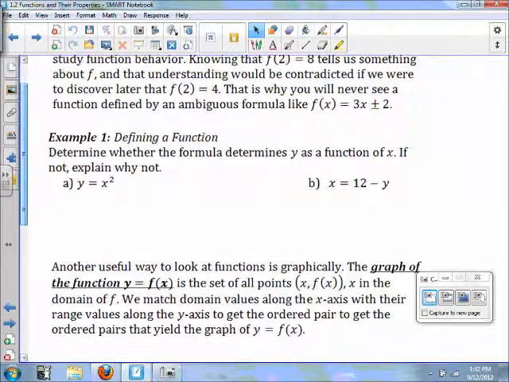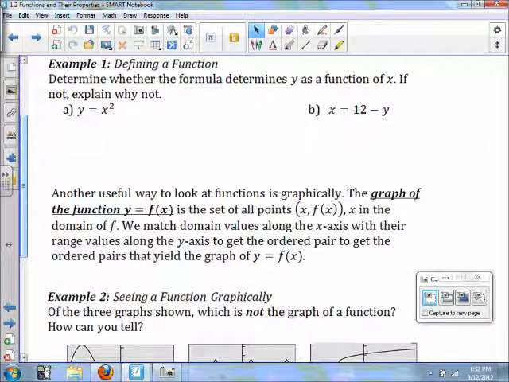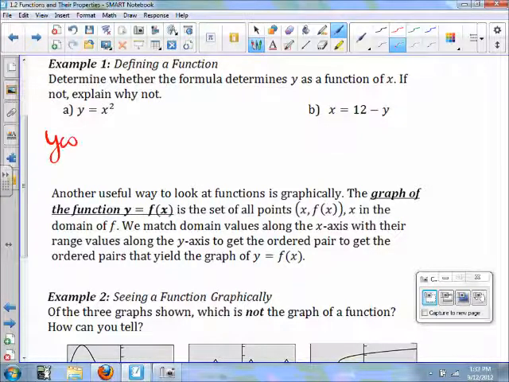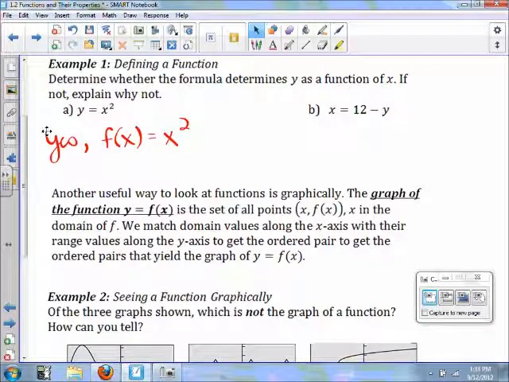Now in example 1, determine whether the formula determines y as a function of x. Well, what we're going to have to do here is simple. Can we basically change y into f of x? In this case, we say yes, f of x equals x squared. And you should know by now that x squared is a parabola. It is a quadratic formula, or quadratic, so therefore it will be a function.